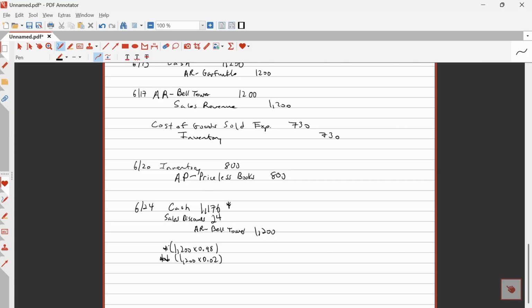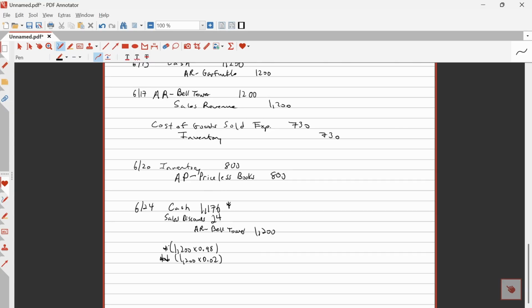So when you're the seller and the person pays you back within the discount period, you're always going to debit cash, credit the account receivable, debit sales discounts for the discount. So the net sales revenue from this sale is what? It's the gross sales revenue minus the balance in sales discounts, which is exactly the cash we received from them. Does that make sense?